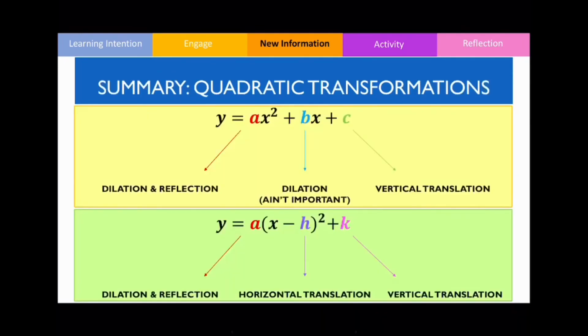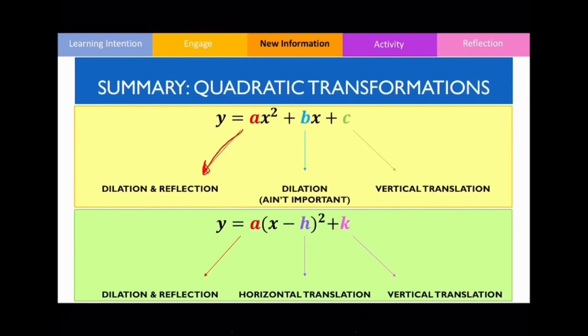So just to quickly summarize all the different types of transformations that we've covered over here, if you're a person that likes simple notes, then this is probably going to be the best notes for you. In this case over here, I said that when you change the value of a, what's happening is that you're going to be either dilating it. So if you've got a big a value, you're going to have a narrow graph. When you've got a small a value, you're going to have a wider graph. When your a value is negative, then you're going to reflect it. You're going to have an unhappy face parabola.